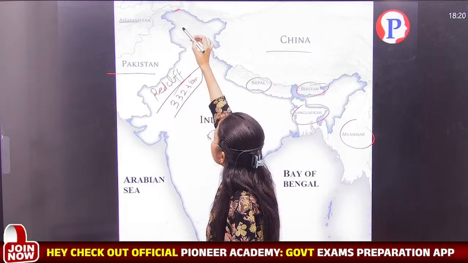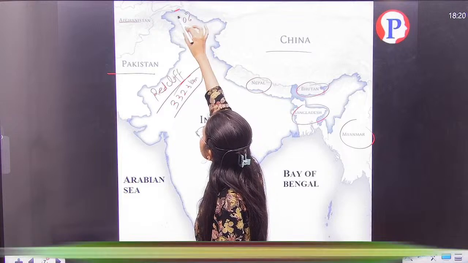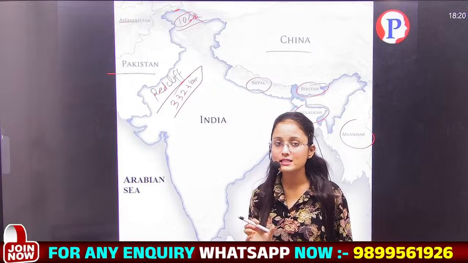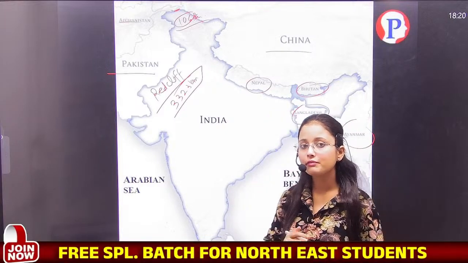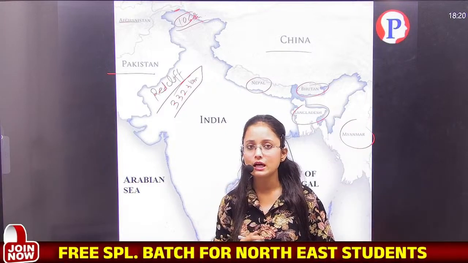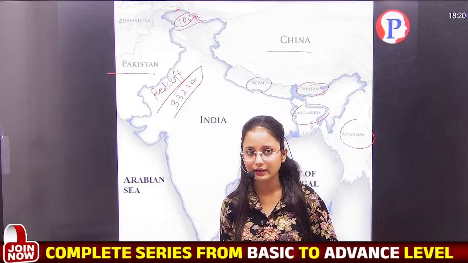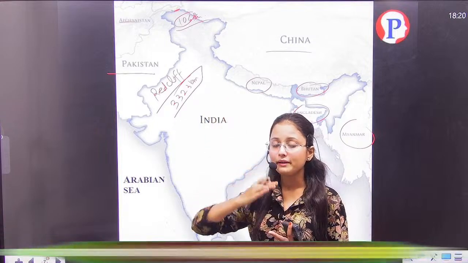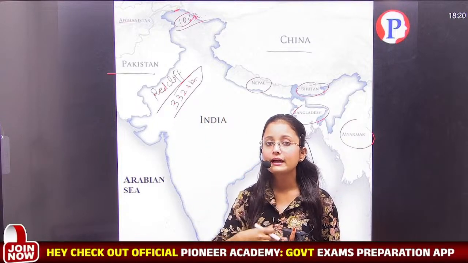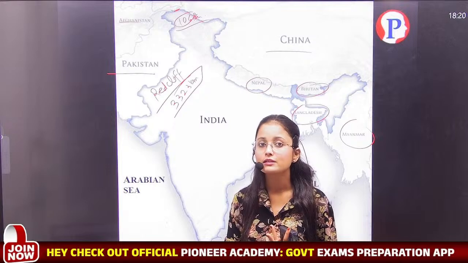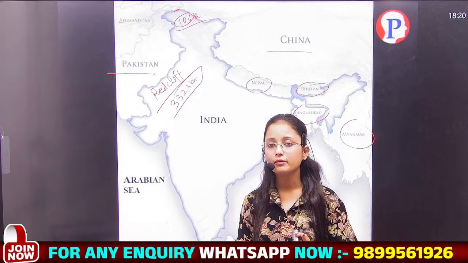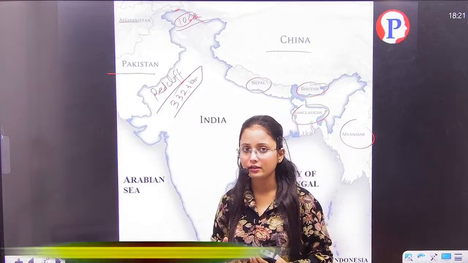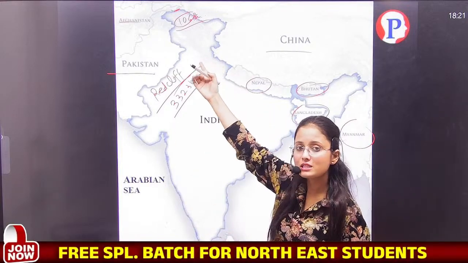Then second one is Afghanistan. It is 106 kilometers, and the boundary name is Durand Line. Keep it in your mind that the boundary between Pakistan and Afghanistan is also known as the Durand Line, and the boundary between India and Afghanistan is called the Durand Line. It is 106 kilometers.